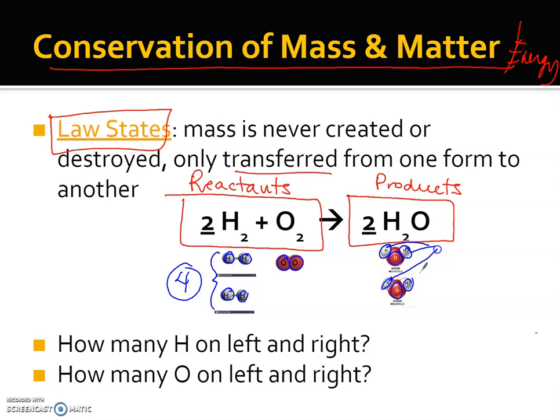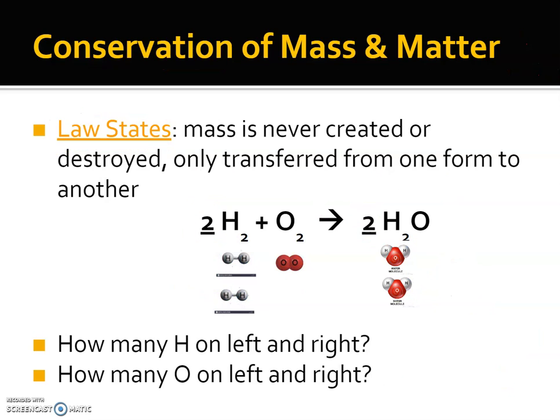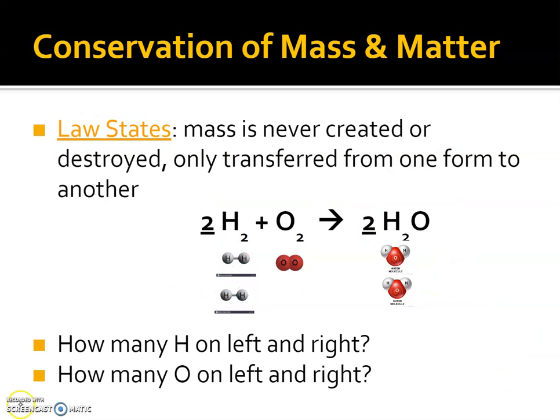1, 2, 3. There's 4 hydrogens. And there's 1, 2 oxygens. Huh. That's the same on the left and as on the right. So that means that we obeyed the law of conservation of mass and matter. All of our chemical reactions are going to have to do that. And in Chapter 8, we will spend lots of time balancing them, putting the coefficients out in front so that we do accurately represent what is happening in nature.